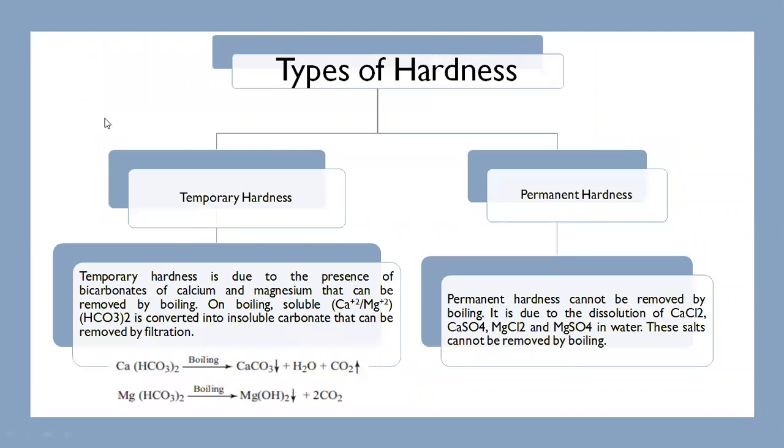Now, types of hardness. There are two types of hardness. The first one is temporary hardness. The second one is permanent hardness. This temporary hardness is also known as carbonate hardness.